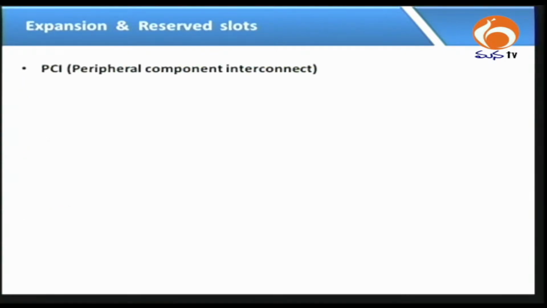Everybody look at the screen. You can see the expansion or reserve slots. Expansion slots are one of the components of the motherboard, used to extend a graphics processor or graphics card on the computer. There are 2 types of expansion slots: number 1, PCI Express, and another one, PCI.